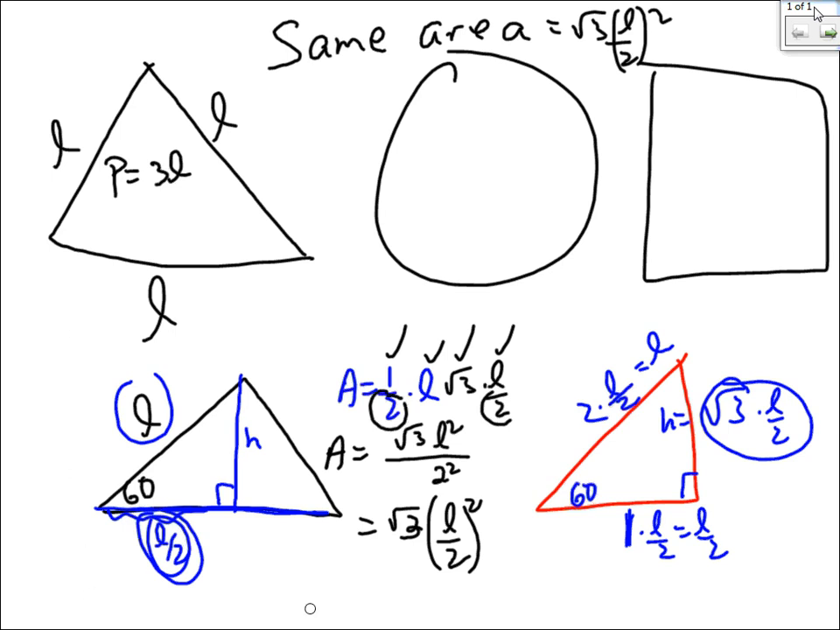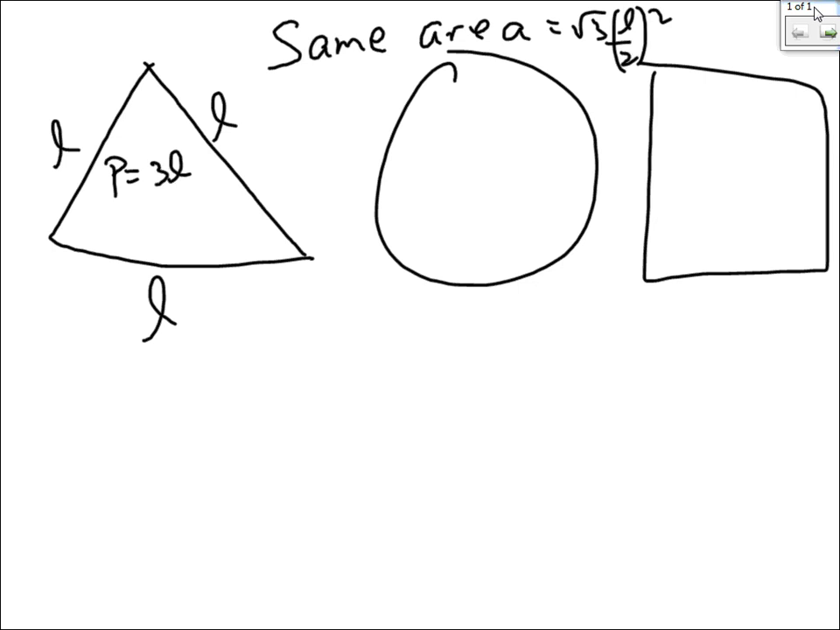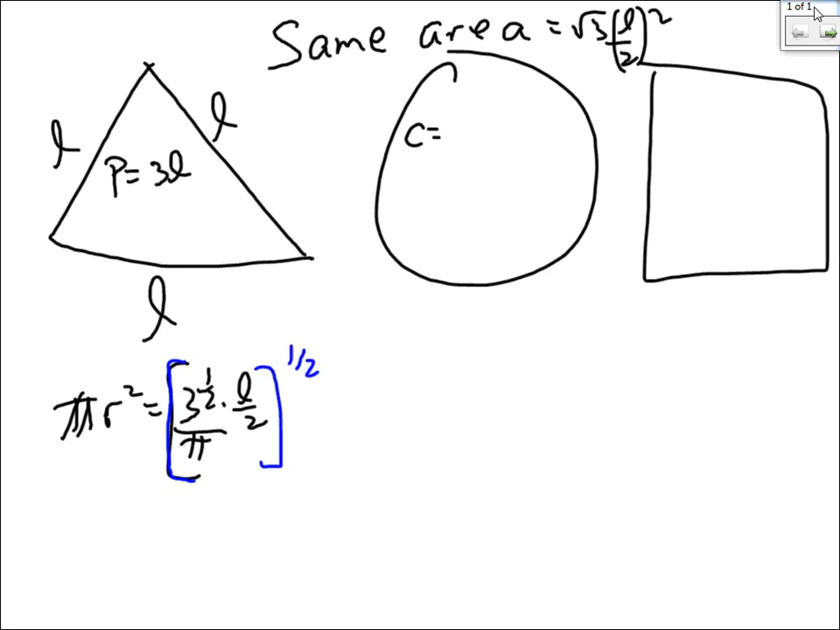Okay, so now let's find the perimeter of the circle, better known as the circumference. What does C equal? Well, we know that the area, pi r squared, is the square root of 3, which I'm going to write this way this time, 3 to the half, times L over 2. And I divide by pi. Then I take the square root. That is, I raise both sides to the 1/2 power.